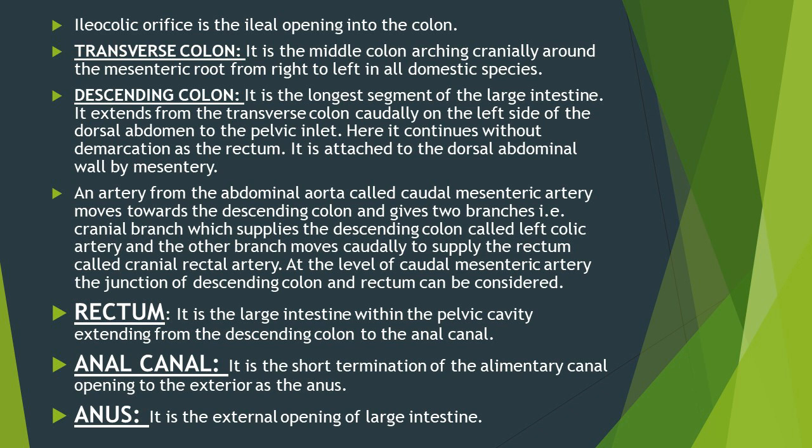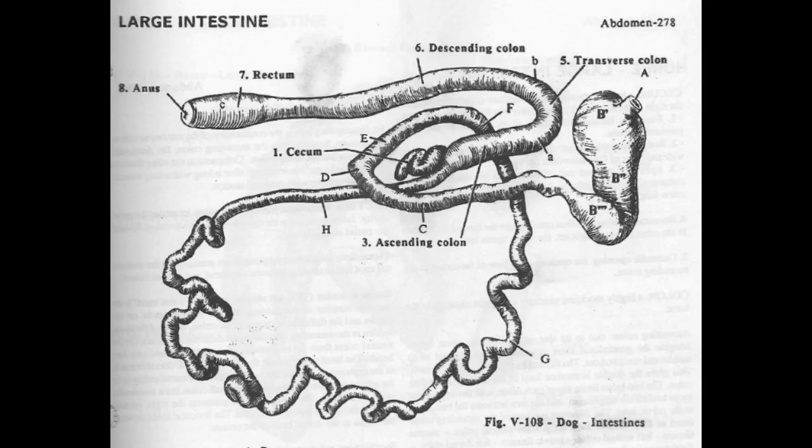The ascending colon continues to extend cranially, but when it reaches the mesenteric root, it arches around the mesenteric root from right to left, and in this way the portion of the colon that is formed around the mesenteric root is called the transverse colon. This arc of the transverse colon around the mesenteric root is present cranially. So in this way, the transverse colon is formed.